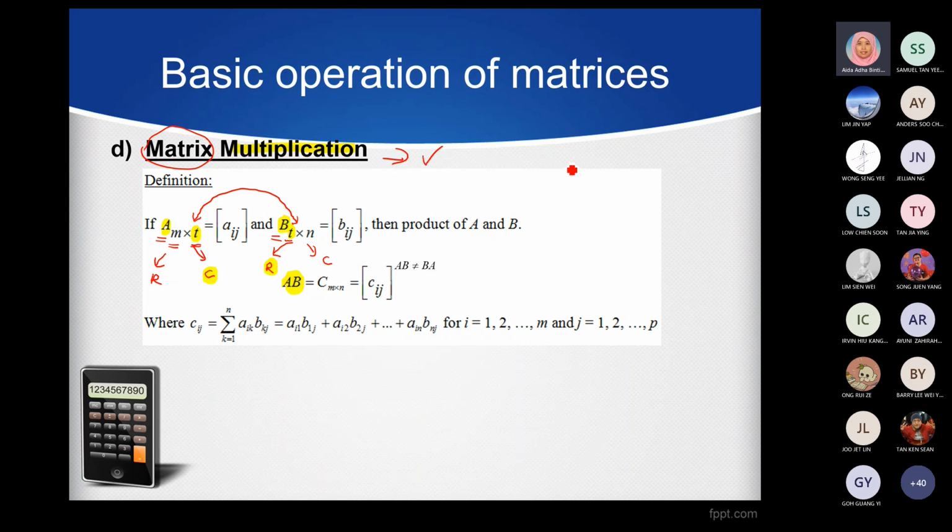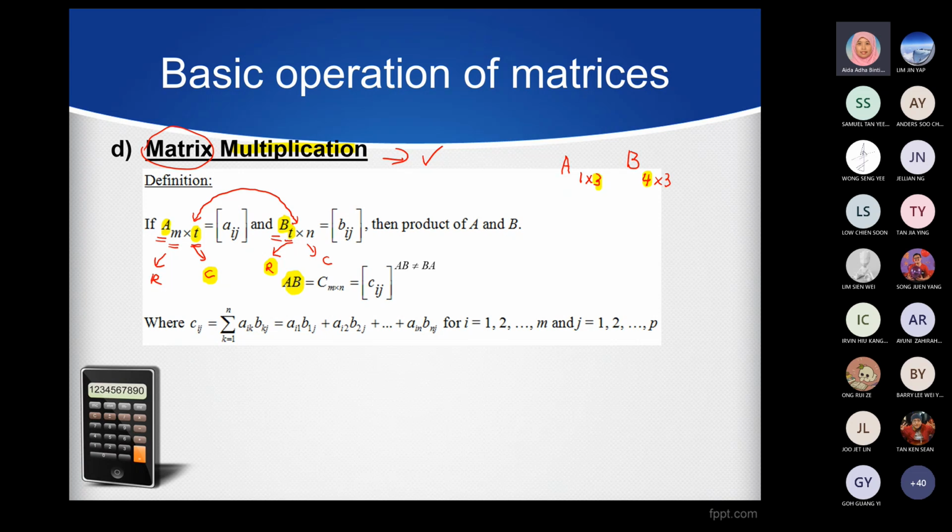Let's say your matrix A is 1 times 3, and you want to multiply it with matrix B, which is 4 times 3. Able or not? Can we multiply? No, cannot. Why? Because it's not the same. The column of A and the row of B are not the same. Correct, good.